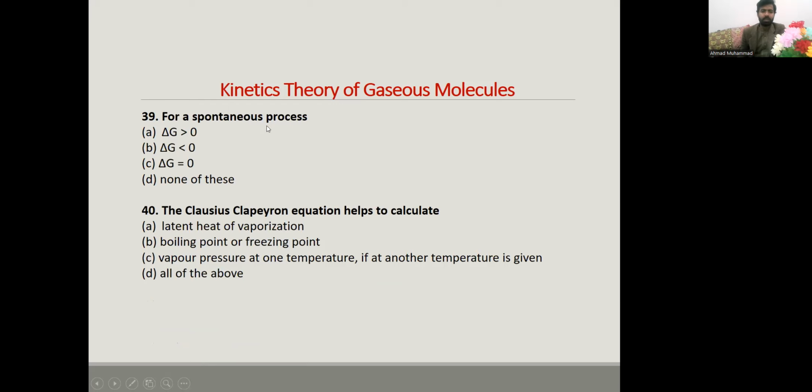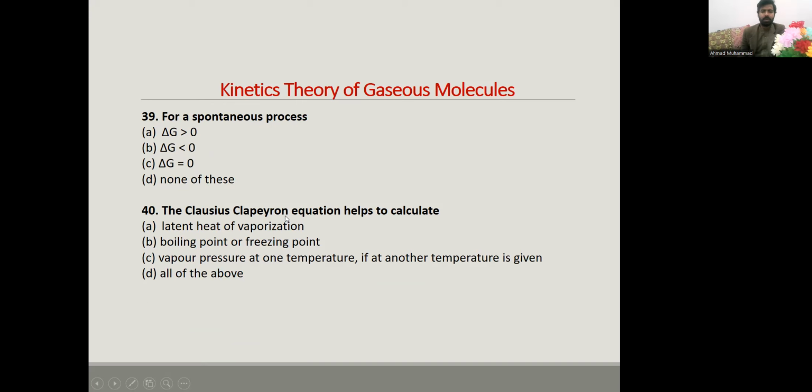For a spontaneous process, the change in Gibbs free energy is greater than zero, or change in Gibbs energy is less than zero, or change in Gibbs energy is equal to zero. Fourth option is none of these. So the right option is A, change in Gibbs free energy is greater than zero.